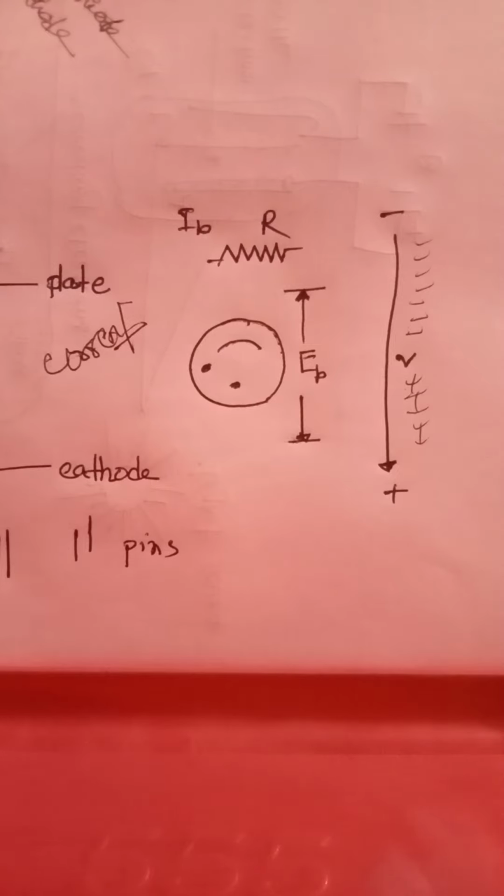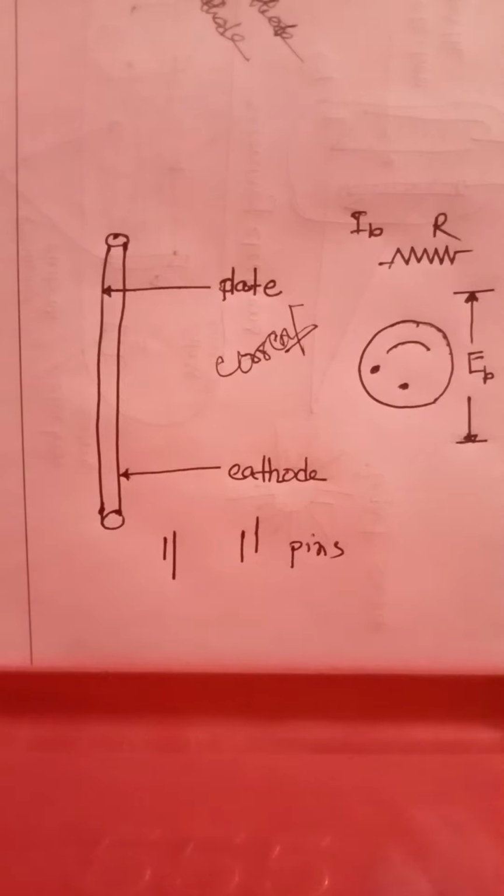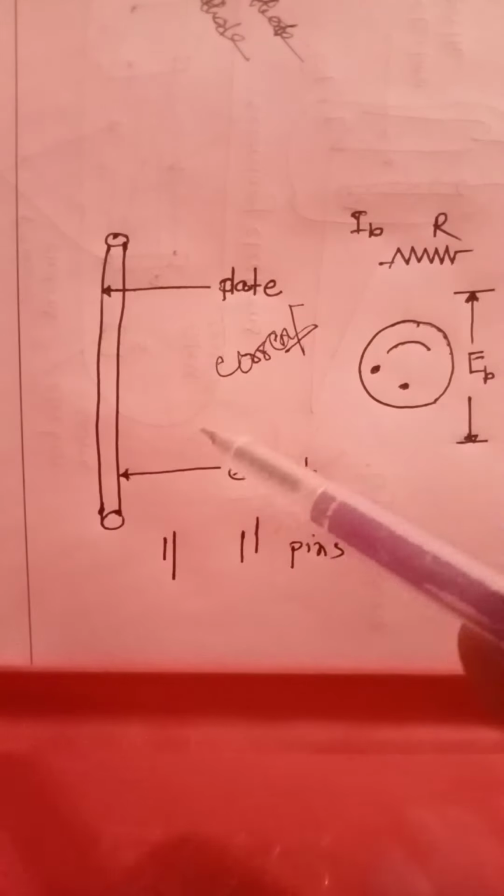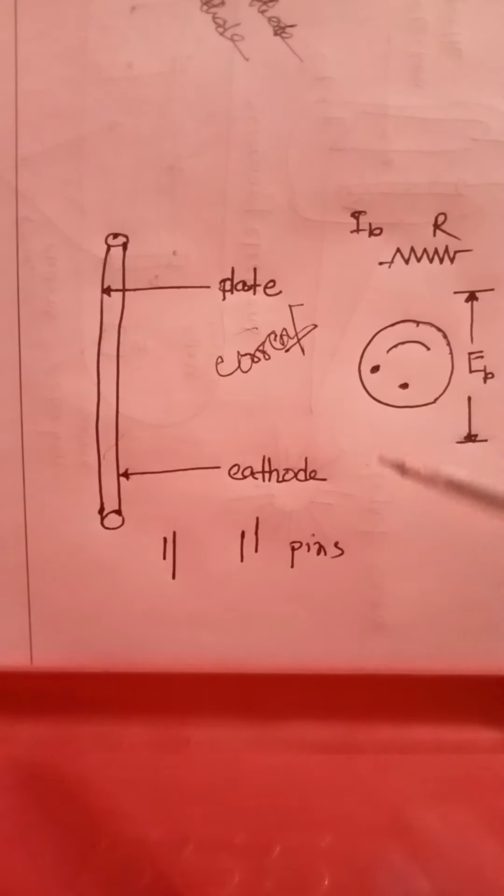Now we look at the cold cathode gas diode. Here is a cutaway view of a cold cathode gas diode. It essentially consists of two electrodes, cathode and anode, mounted fairly close together in a bulb filled with some inert gas at low pressure.